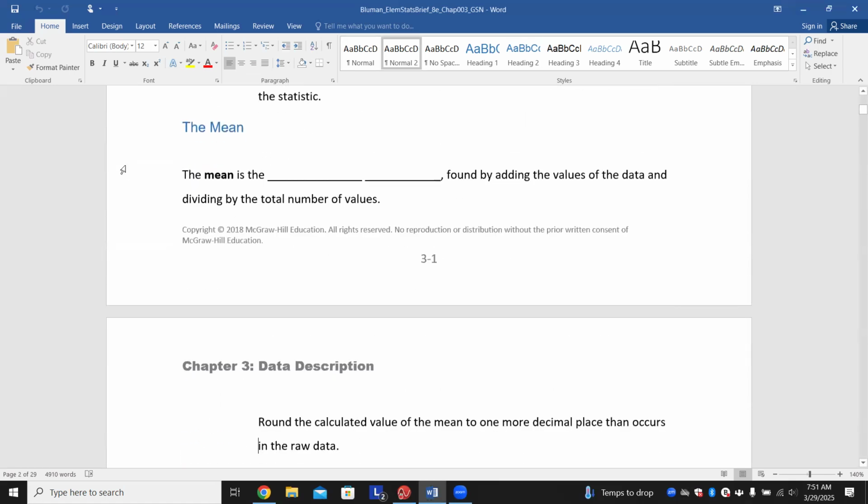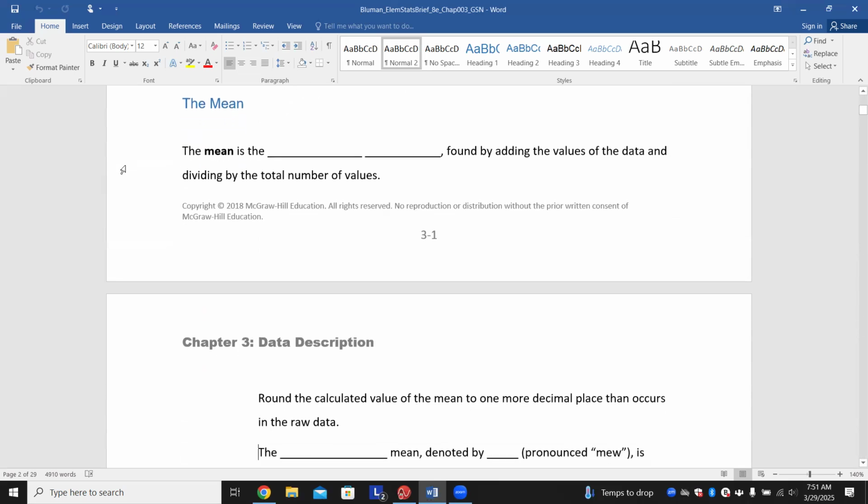So the very first title we're going to get into is the mean. The mean is, again, the arithmetic average. So again, the mean is the arithmetic average found by adding all the values of the data and dividing by the total number of values. Hopefully you remember that from grade school.